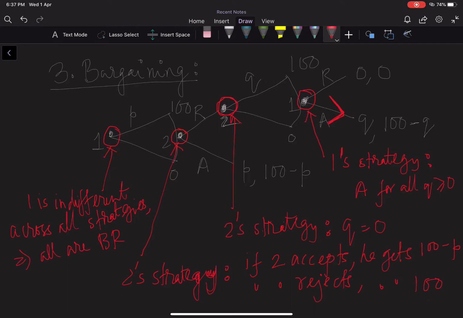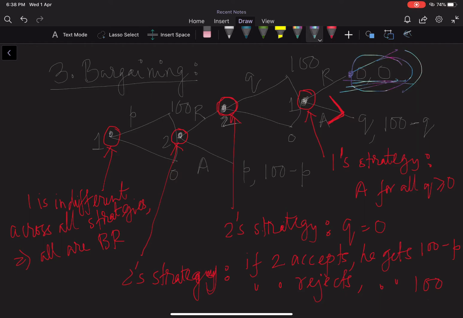Okay, and by this logic you see what will happen if I, for example, change the game and say that, well, it doesn't stop after 1 rejects here. Here 1 again does a counter to the counter offer, like there is another round here, and then 2 can accept or reject, and then the game ends. Then again the table will be turned back to player 1. Again you can show that 1 will keep everything for himself. Okay, so it depends on how many rounds of this offer and counter offer you allow players to make in this game.